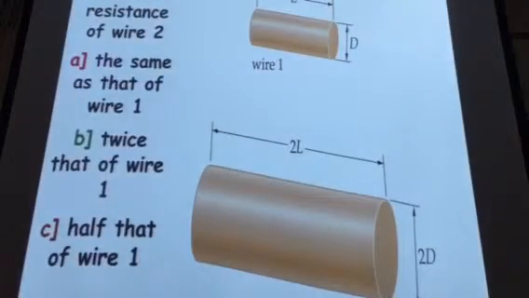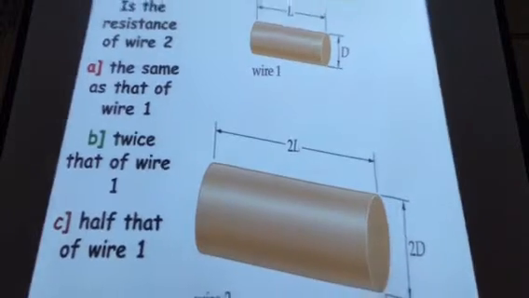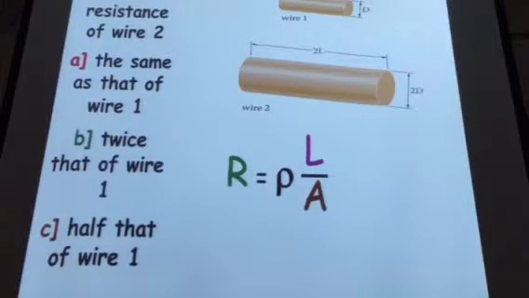Okay, here we go. A typical relationship kind of question. If the resistance of wire 2, here's wire 2, is the same as that of wire 1, here's wire 1 up here, twice that of wire 1, or half that of wire 1. I'd like to take each idea at a time. Here's my equation that gives me the resistance of any wire. It's the same kind of wire, so rho is the same for both, so we don't have to take that into consideration. That's not changing.